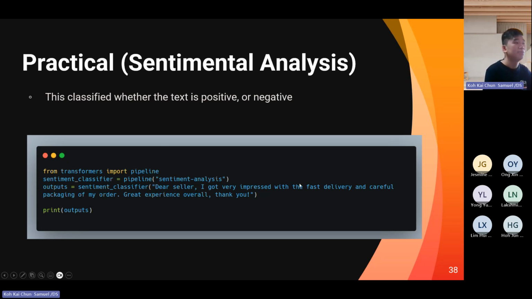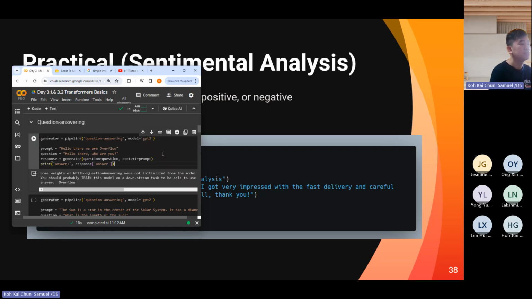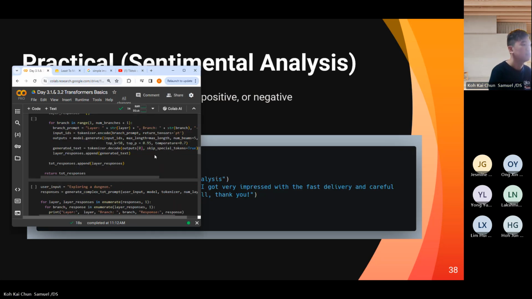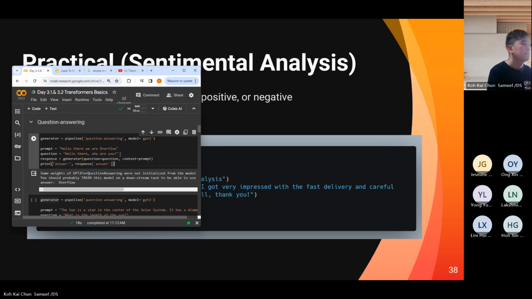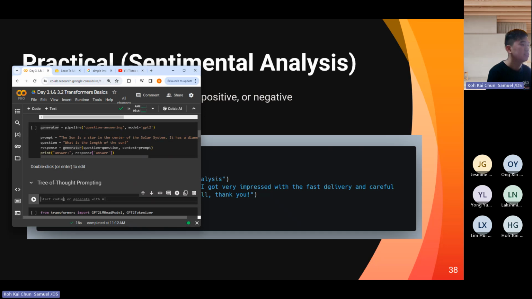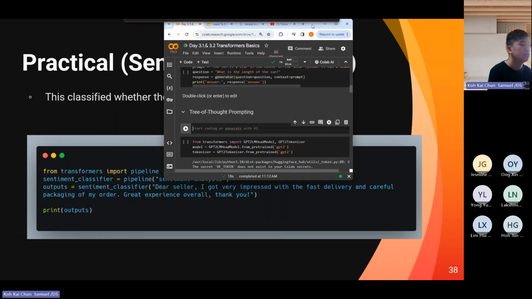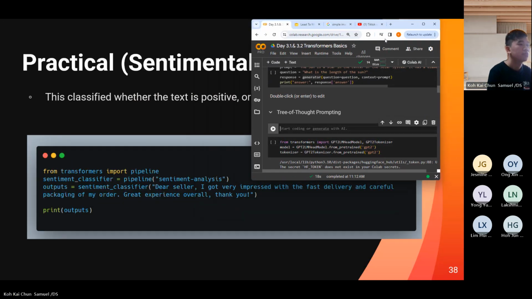So we'll go through one last practical and then we will end today's day 3.1 session. This last practical is sentiment analysis. It classifies whether it's positive or negative. We'll do this last one. I don't have this on my side, so I'll do it from scratch.